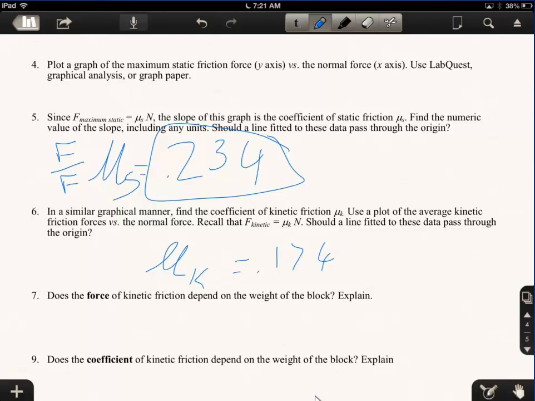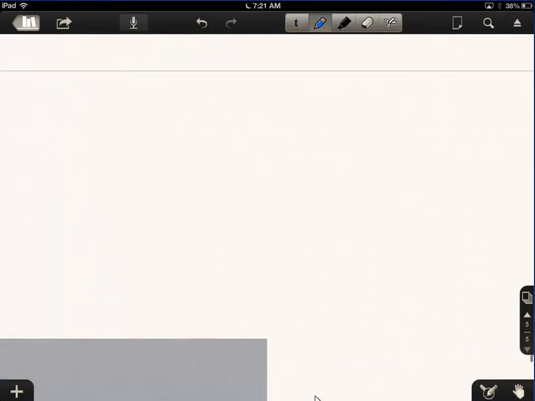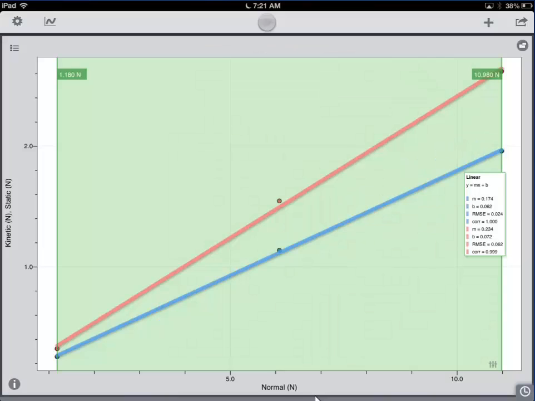Okay, and it does pass through the origin, but why is it less? Well, kinetic friction is less than static friction. It's easier to keep something moving than start something moving. Finally, number 7, does the force of kinetic friction depend on the weight of the block? Yes. Okay, that's what the graph shows. If we go back, the normal force is really just the weight of the block, right? The more weight the block has, the greater the normal force is. As the weight increases, the line also gets up, and so kinetic friction and static friction get higher.